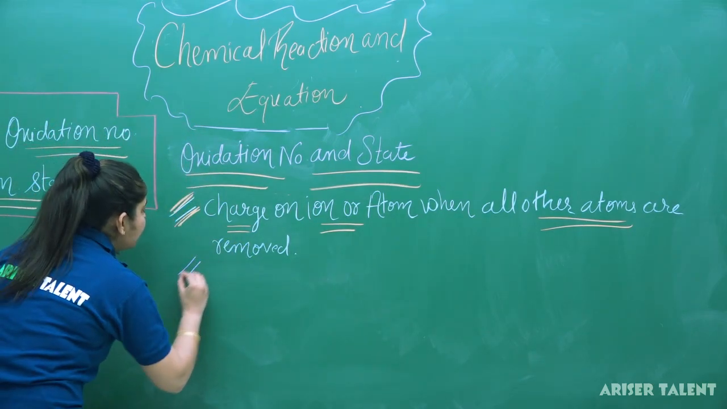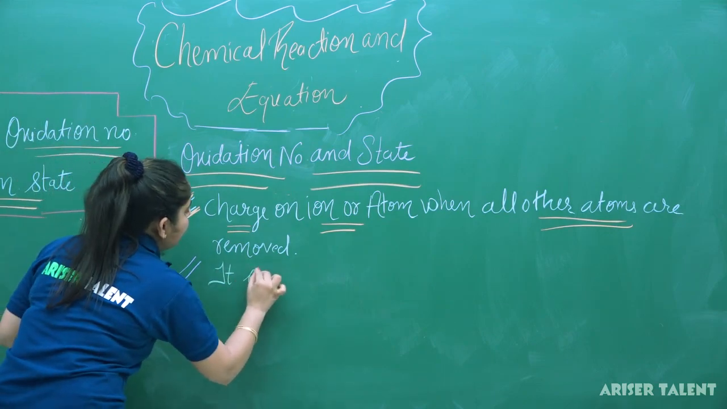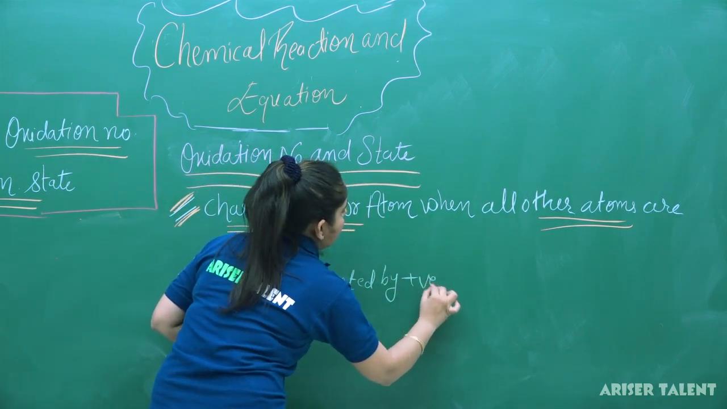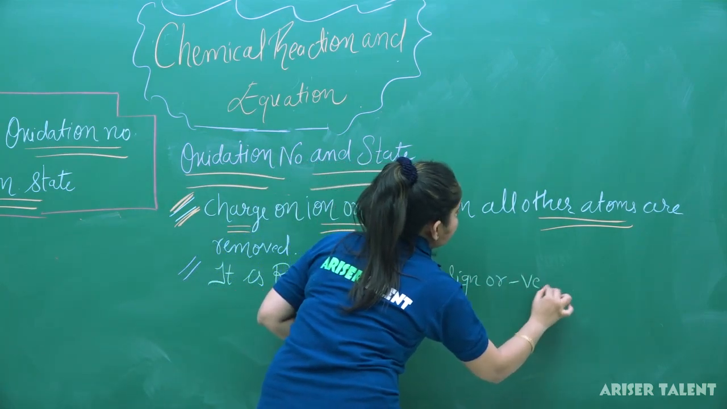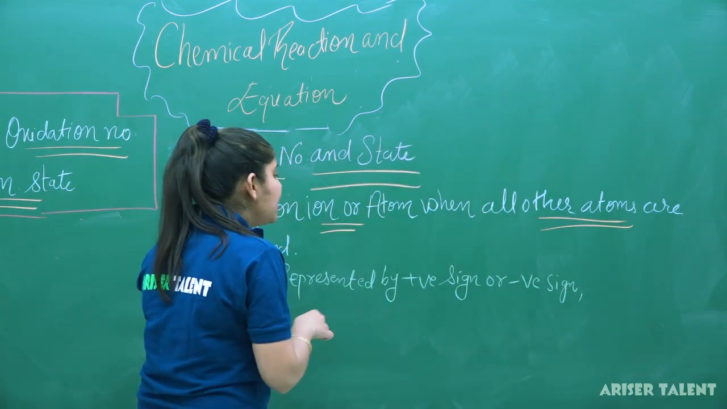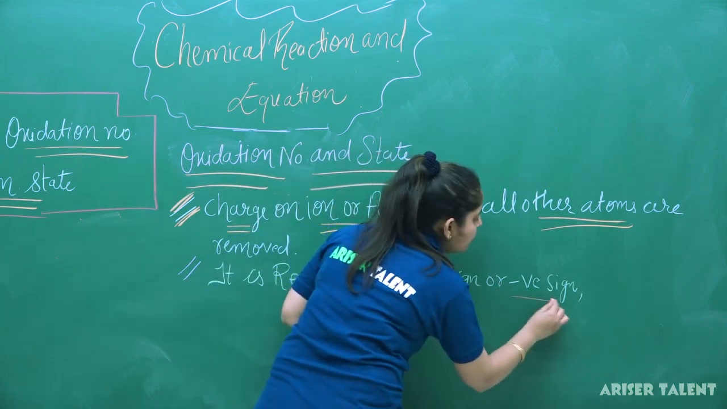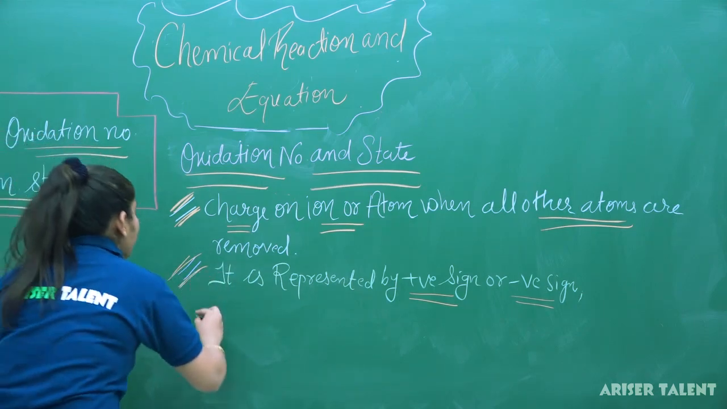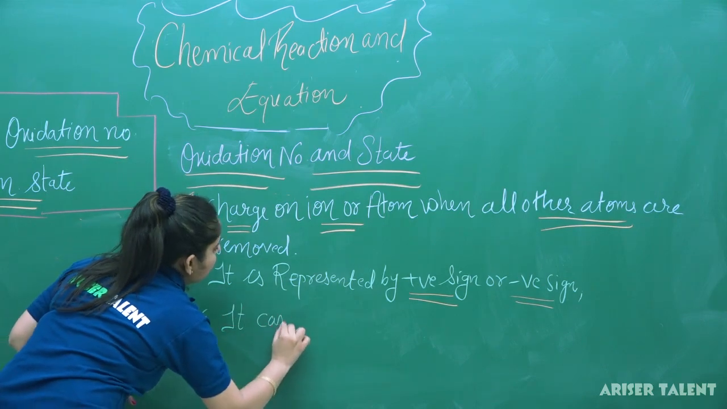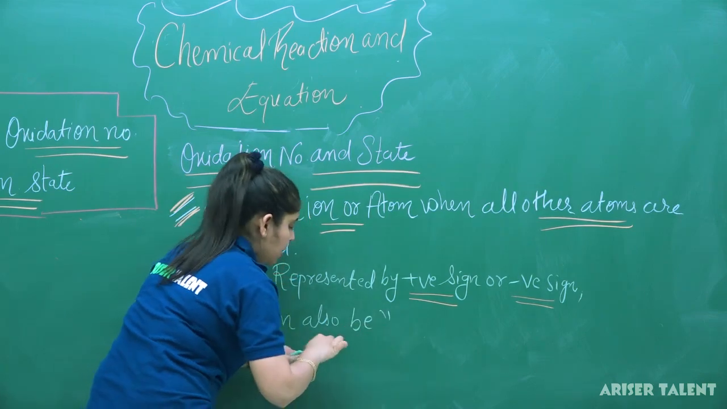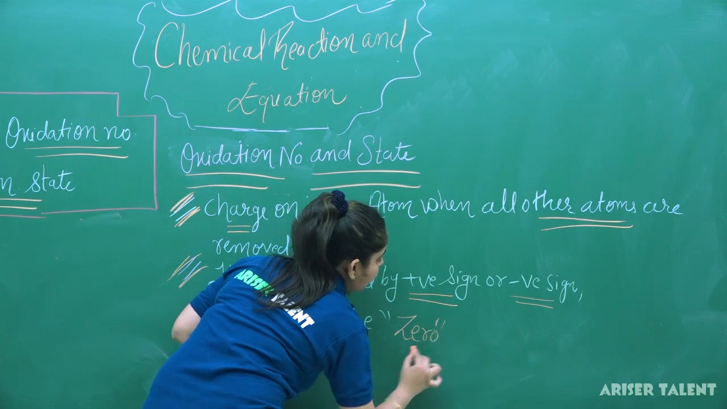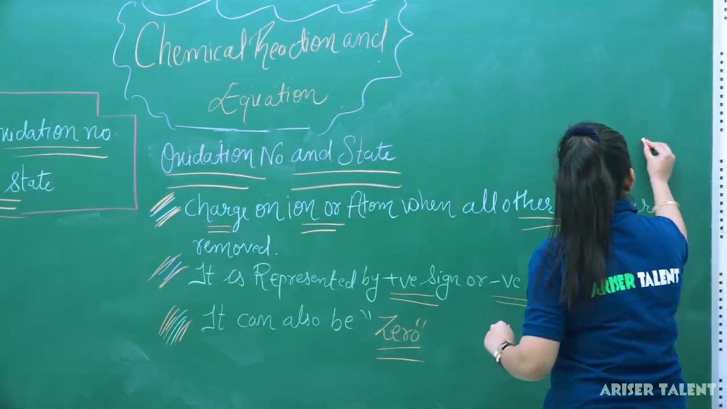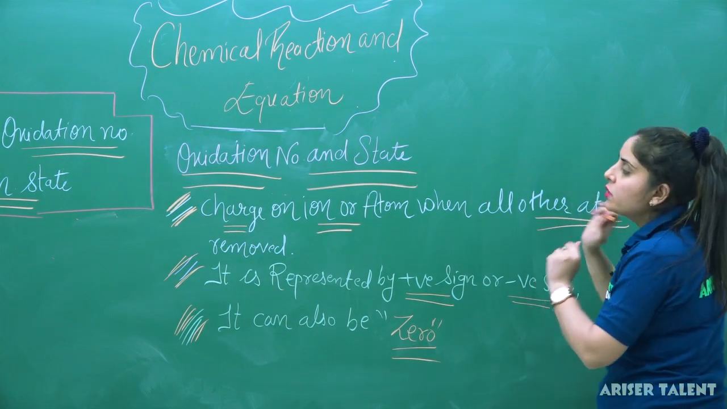So another significance of the oxidation number is that it is represented by a positive sign or negative sign. Now the third significance of the oxidation state or oxidation number is that it can also be zero. It means oxidation state can be calculated as zero also. So these are the basic differences which differentiate between the valency and oxidation state.